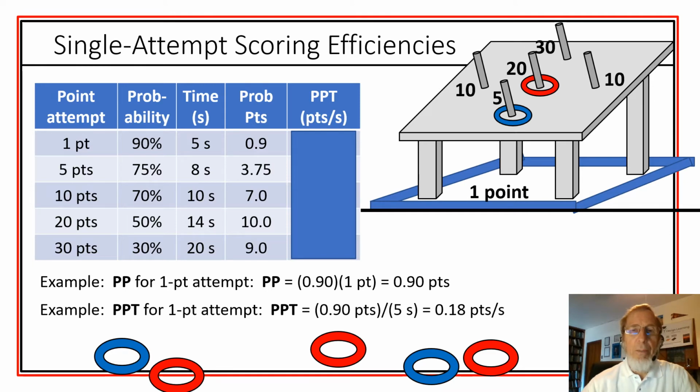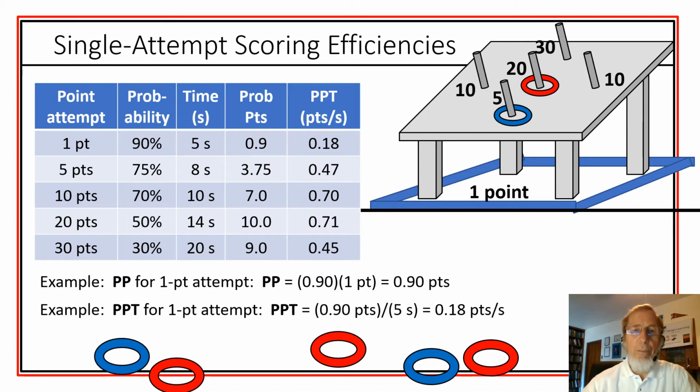For the 1-point attempt, the probable points is 0.9 points divided by the time, which is 5 seconds, or 0.18 points per second. Similarly, we can calculate the probable points per unit time for the other scoring options available to us. And notice that the 0.18 was the lowest. The highest end up being for the 10-point or 20-point scoring attempts. So on a per unit time basis, our best chance of getting points is going for 10 points or 20 points.